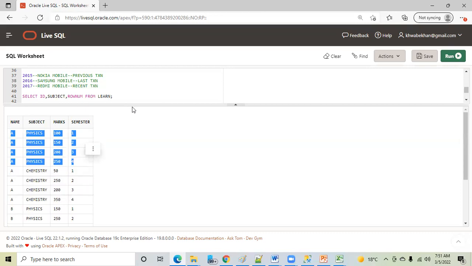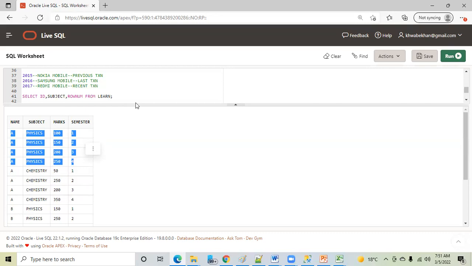Now the question is how you can write a query for this. Per manual analysis, we got that A physics is the correct output as per this question, but how can you write a query for this? By using lead only.